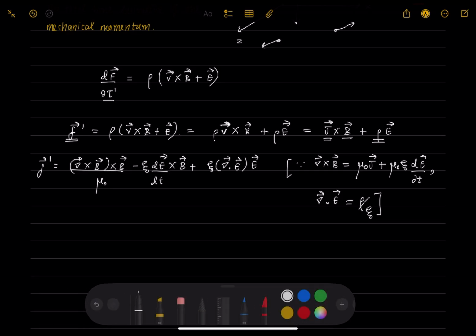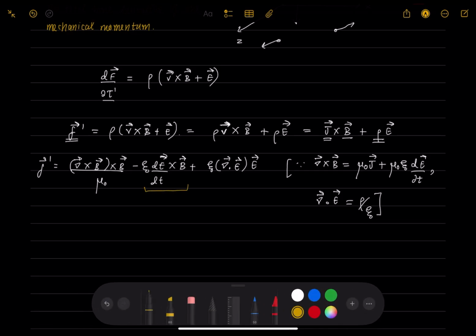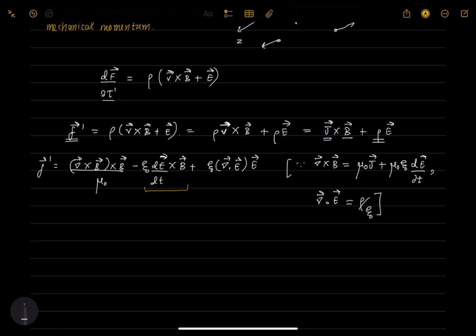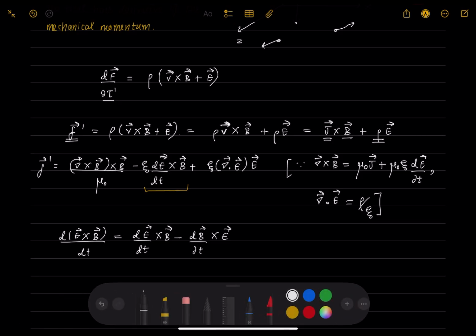So consider this term. Let's try to see how we can simplify this. So what we're going to use here is an expansion of the time derivative of this particular cross product, right? We know that this is going to be dE over dt crossed with B minus dB over dt crossed with E, right?